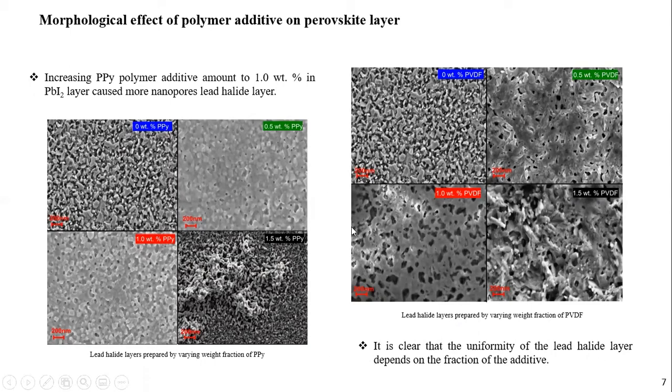AFM images recorded after lead iodide crystallization in the presence of different amounts of polymer additives are shown in these figures. It can be seen that the uniformity of the layer depends on the fraction of the additives. Increasing polymer additives amount to 1% in lead iodide layer causes more nanoporous lead iodide layer. This effect can be seen in both polymers, while PVDF gives rise to much smoother lead iodide layers that can be seen in this image.